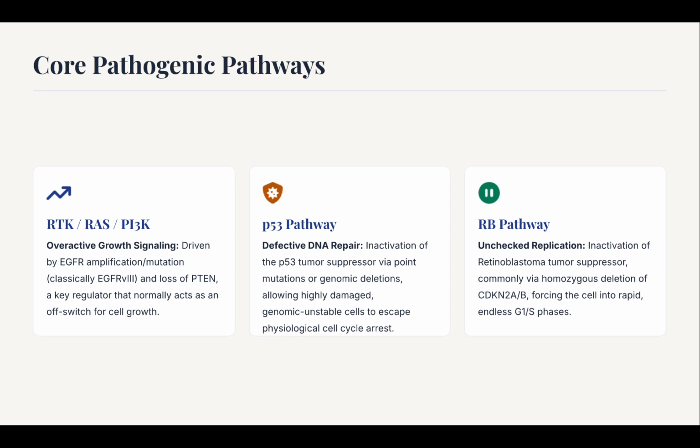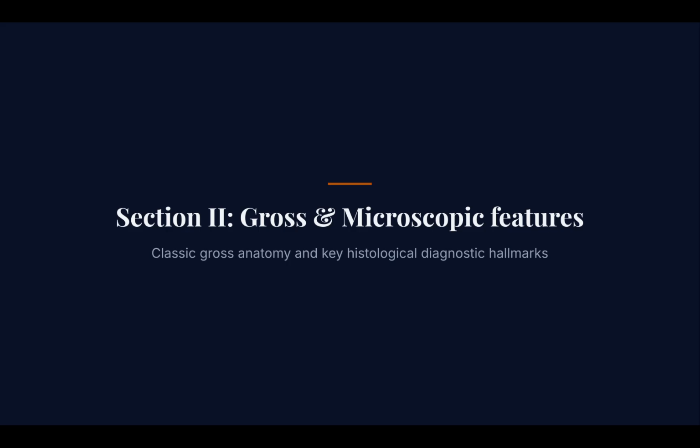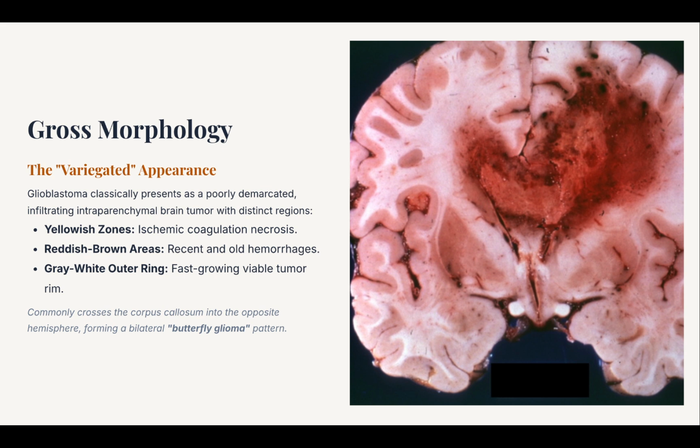Next, let's move on to the main topic of glioblastoma, that is gross and microscopic features. Here let's see about classic gross anatomy and key histological diagnostic hallmarks of glioblastoma. Firstly, let's see gross morphology. The variegated appearance is the well-known hallmark of glioblastoma. Glioblastoma classically presents as a poorly demarcated, infiltrating intraparenchymal brain tumor with distinct regions. There are three distinct regions: yellowish zones, reddish brown areas, gray white outer ring.